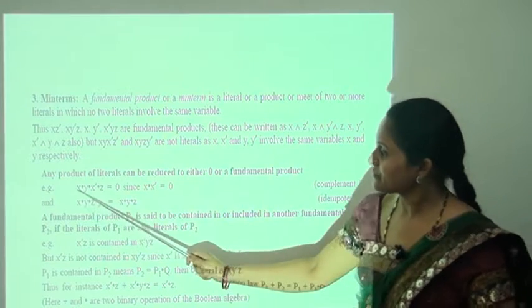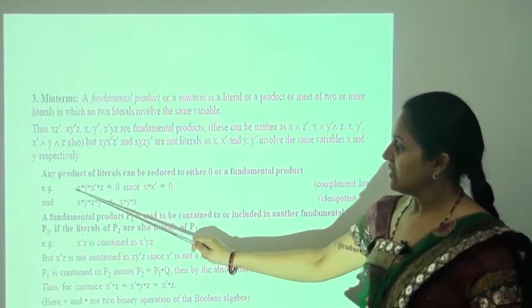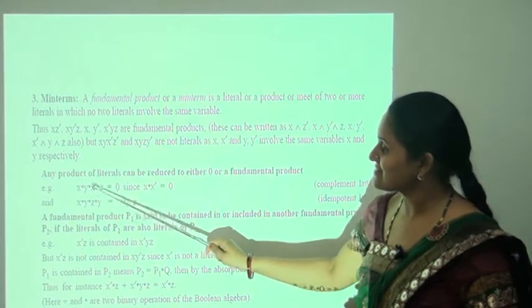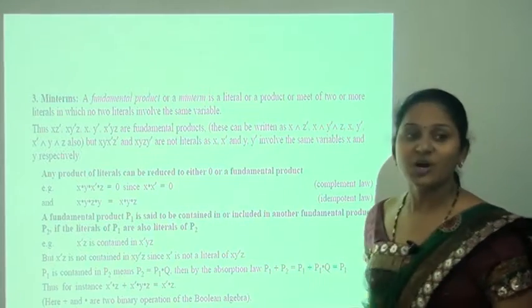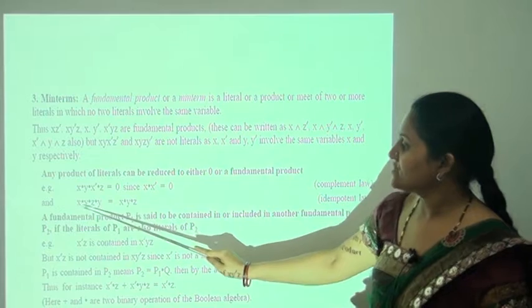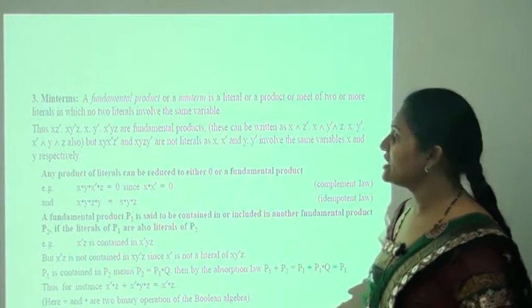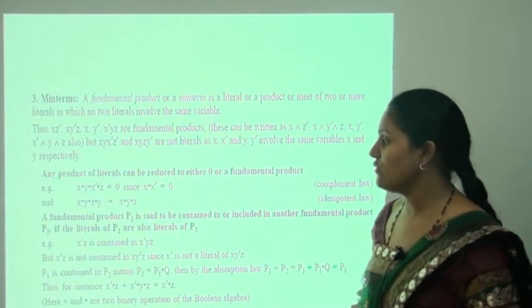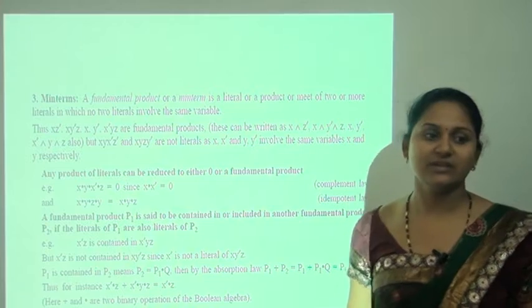For example, x y x-dash z. Here the multiplication of x and x-dash equals 0, from the complement law. Again, in x y z y, y is repeated, so by the idempotent law one y will be absorbed and x y z will be our solution.